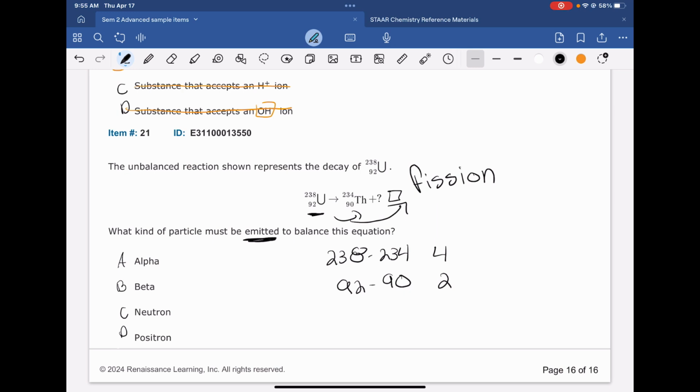Okay, so your particles that are going to be emitted deal with your radiation. So our answers are alpha, beta, neutron, and positron. We can go ahead and cross out D because that is not a particle that we talked about being emitted. We only talked about alpha, beta, and then neutrons.